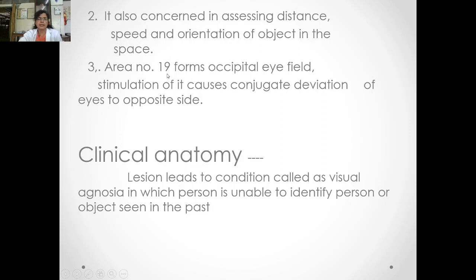This area number 19 forms the occipital eye field, which is connected with the frontal eye field situated in the frontal lobe. Stimulation of this area number 19 causes conjugate deviation of the eyes to the opposite side. Clinical anatomy of this visual association area: lesions of this area lead to a condition called visual agnosia, in which the person is unable to identify persons or objects seen in the past.